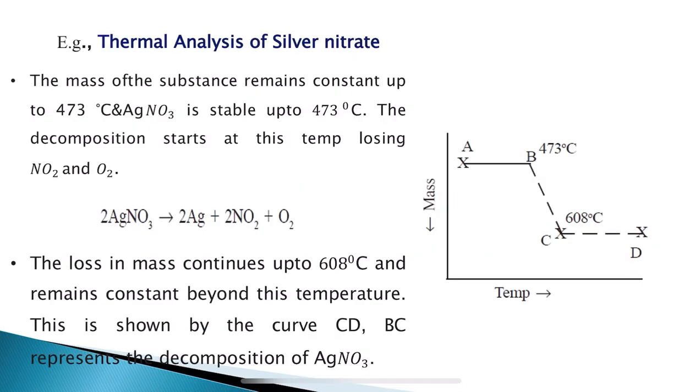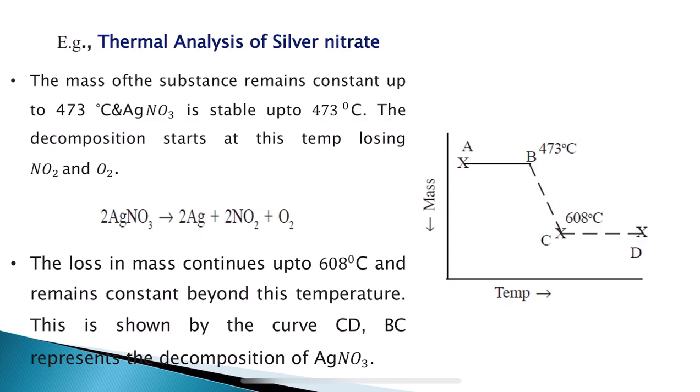Now let us take one example. This is the example of silver nitrate. If you observe the curves which have been plotted in this thermogram, the horizontal portion indicates no mass change, and the plunging portion indicates mass change which corresponds to the decomposition.